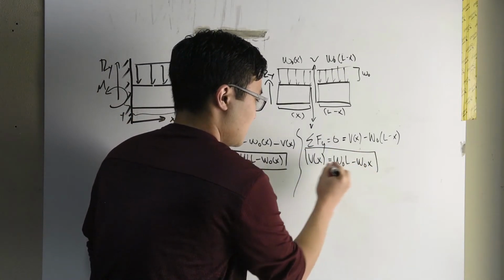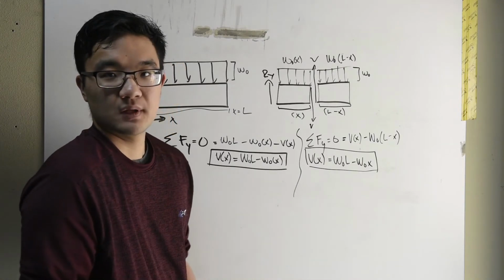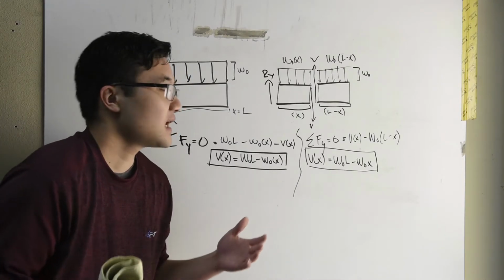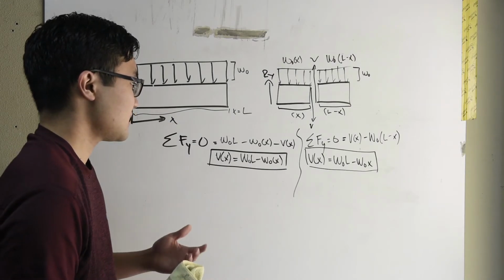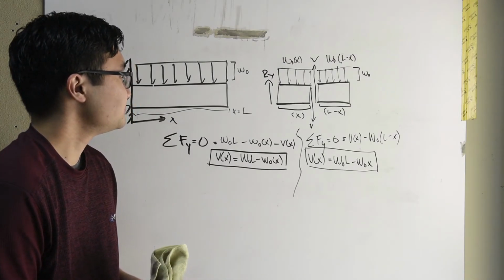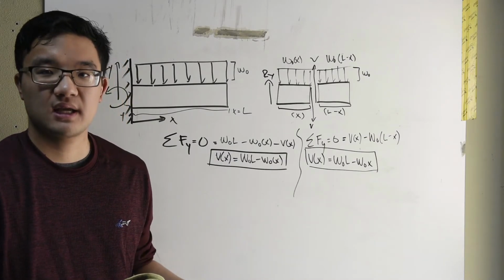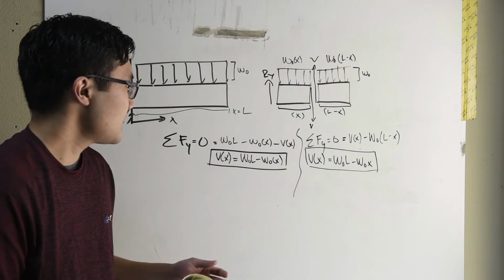What do you know? It's the same exact equation. I just distributed the W naught into the L minus x. We get the same thing. So it doesn't matter which side that you solve from. You're going to get the same result regardless. Yeah, so hopefully that makes some sense. We're going to do a slightly more complicated example in just a bit.